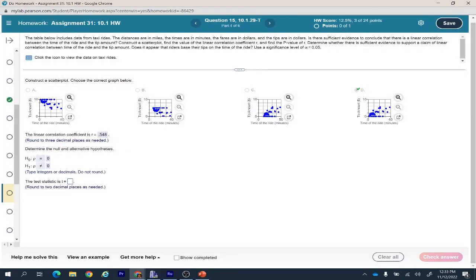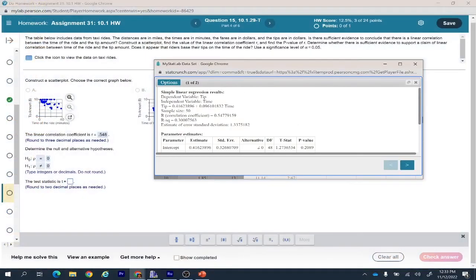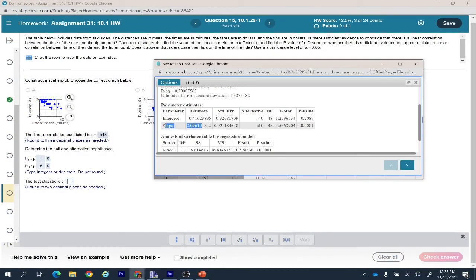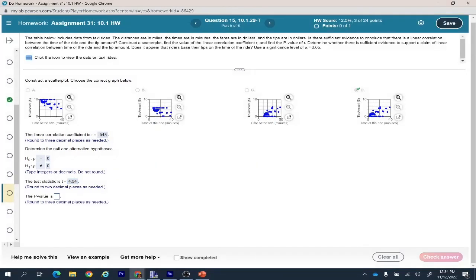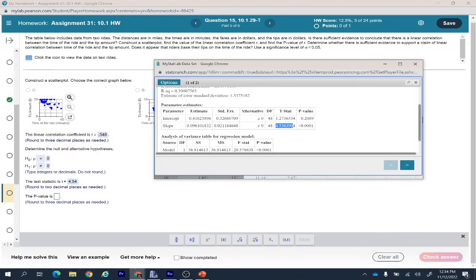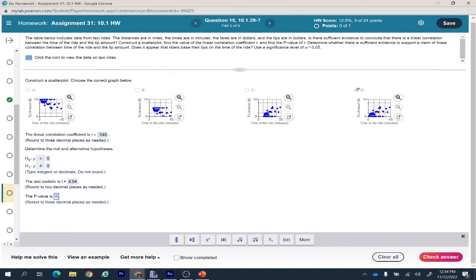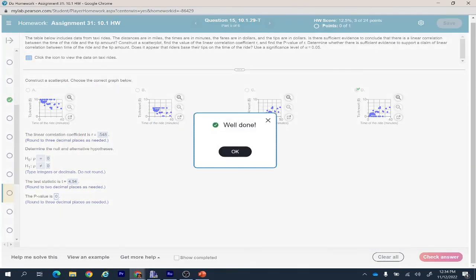And then the t statistic is also already calculated. That's coming from the slope row. Here is the t value, which is 4.54, if you round it to 2 decimal places. That's the t value. And then the p-value is also coming from the same row, the last one, which is less than 0.0001. So that can be rounded to 0 if you round it to 3 decimal places.